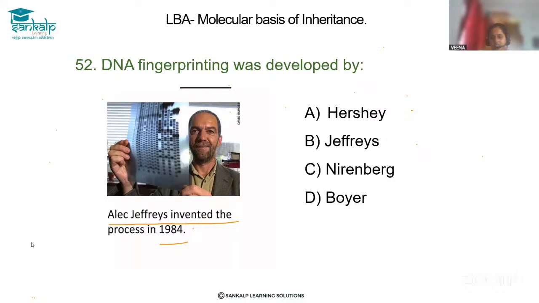So the correct answer is not Harvey, not Nirenberg, not Boyer. The correct answer is Jeffreys. Alec Jeffreys found the method of the DNA fingerprinting.